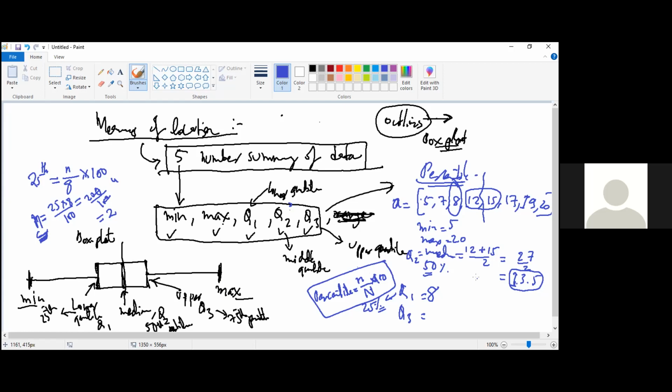Okay. Can you tell me Q3? What is Q3 for us in this data? Can you be a little quick? Q3, Q3, Q3. Ma'am, Q3 is 4. Q3 is 4.